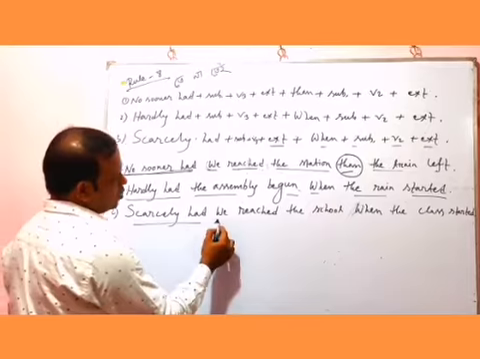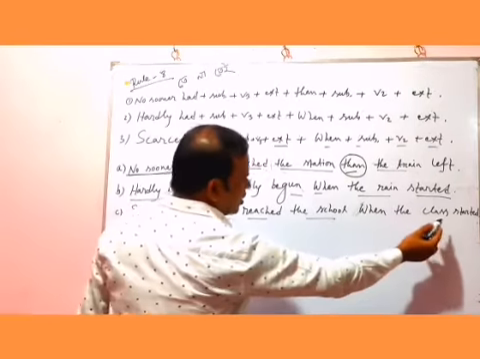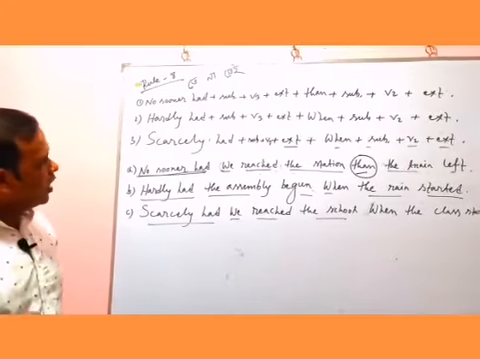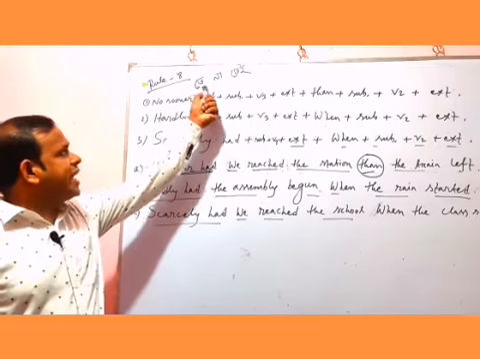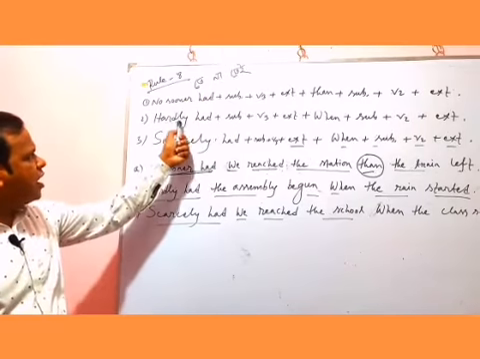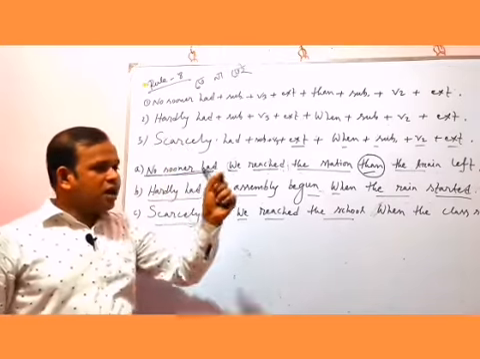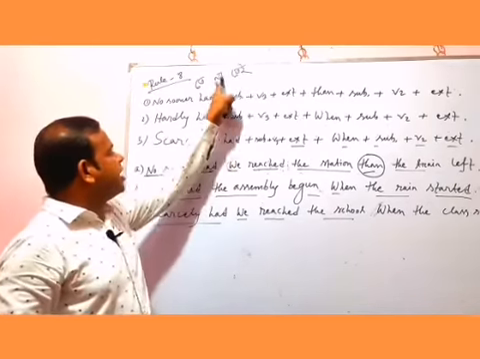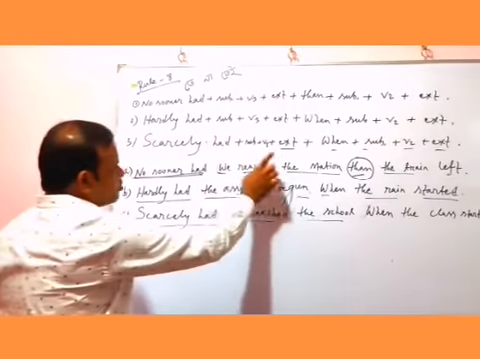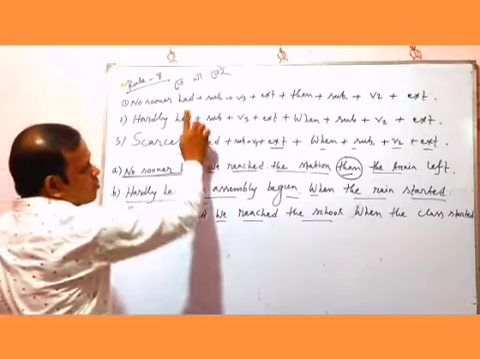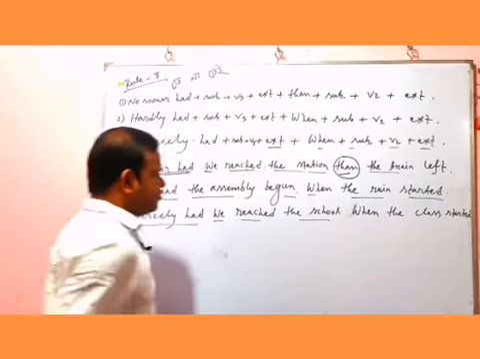Scarcely had we reached the school when the class started. And my dear students, here I have written "te na te". No sooner had, hardly had, scarcely had are used to express "te na te". That means, amra station poste na poste, another event happens. The train left.